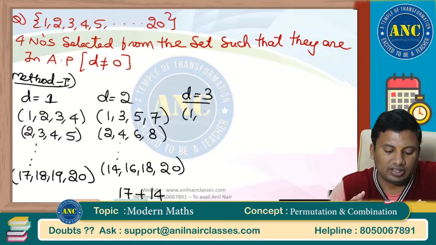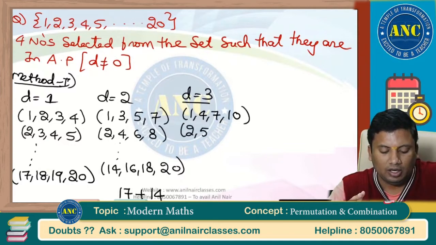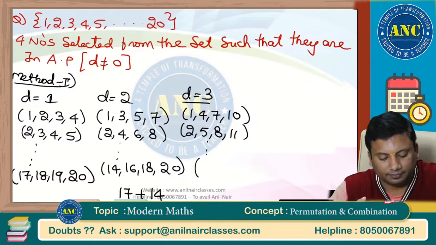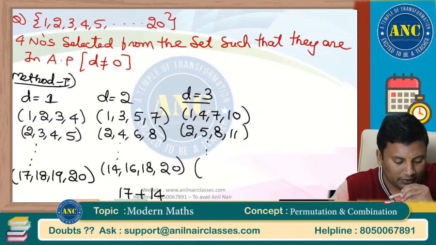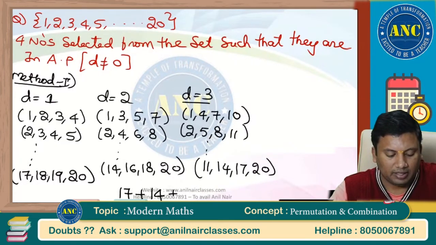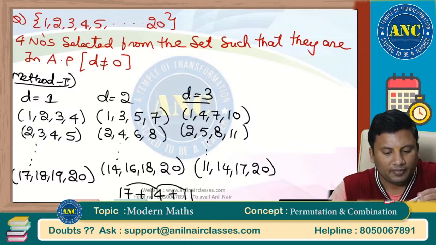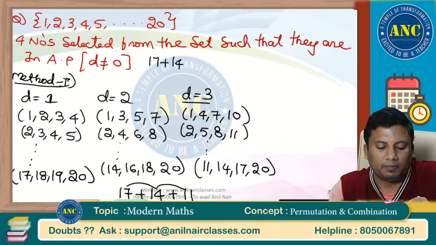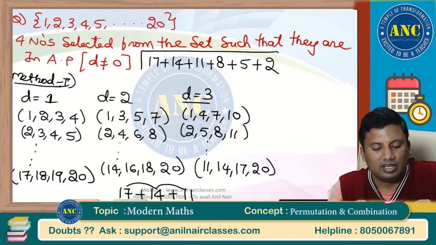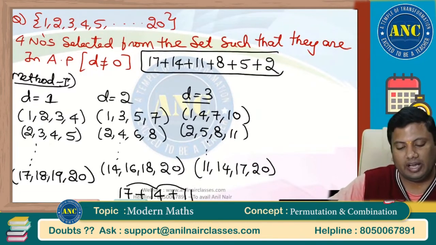If D is 3: 1, 4, 7, 10. Next it can be 2, 5, 8, 11. Next, for example, 11, increase by 3: 14, 17, 20. So here it is nothing but 11. That means the difference is 3. So the answer is 17 plus 14 plus 11, again 3 decrease, again 3 decrease: 17 plus 14 plus 11 plus 8 plus 5 plus 2.